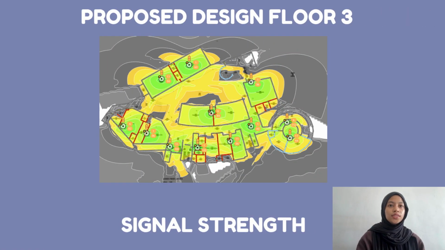For the proposed design, the access points were repositioned and additional access points were added to improve the wireless coverage. As shown in the simulation, the signal is now distributed more evenly across floor 3. This provides better coverage in target areas and reduces the areas with weak signal compared to the current design.